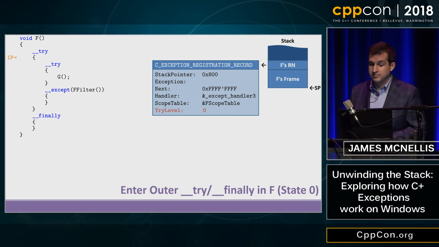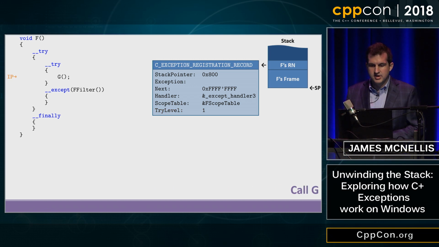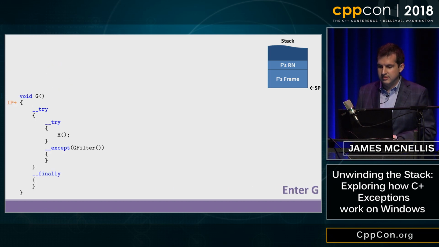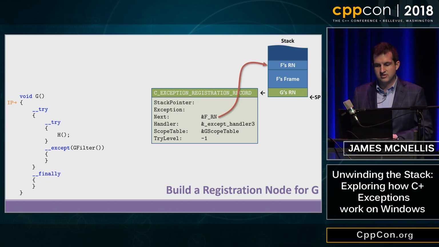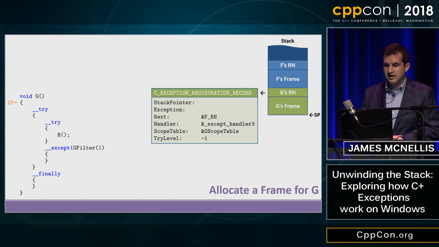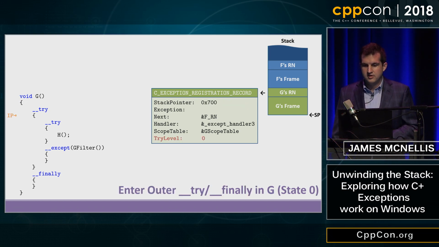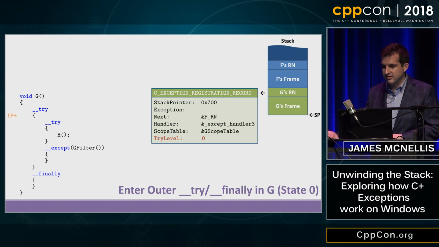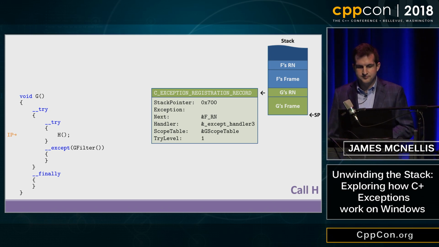Then we enter the body of the function. We enter the outer try, and we update the try level to state 0. And then we enter the inner try, and we enter state 1. And then we call G. Inside of G, the first thing we do again is allocate a registration node. It's much the same as for F, except the scope table is set to the scope table for G. And then the next pointer points to the registration of F, because there was a prior registration on the stack. We then allocate a call frame for G, and we store the current stack pointer again inside of the registration node. We then enter the outer try block in G, and we transition to state 0, then enter the inner try block and transition to state 1, and then we call H.